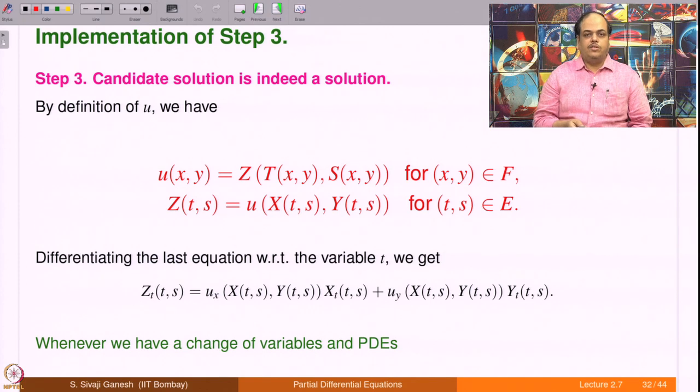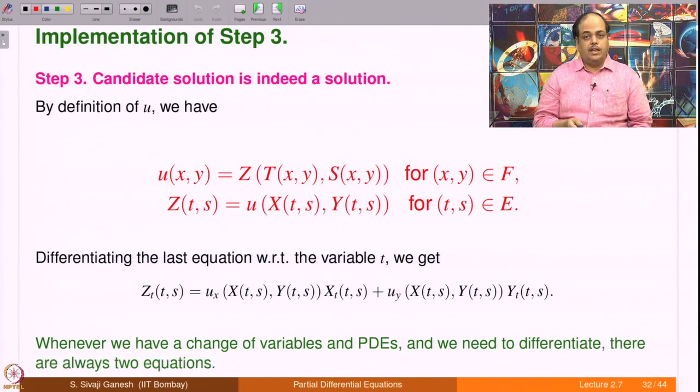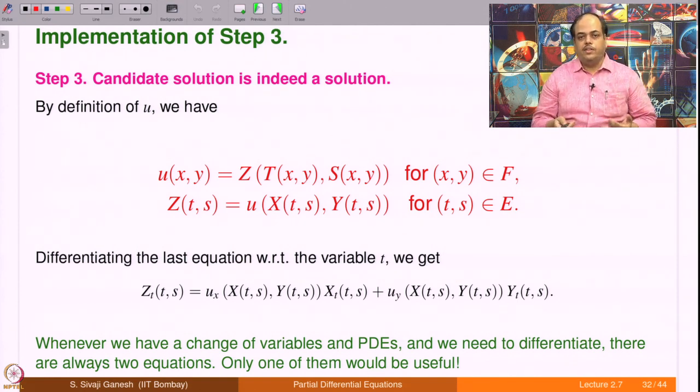This is usually the situation all the time. Whenever we have a change of variables and PDEs are there, we need to differentiate some equation, but there are always two equations for that. Only one of them would be useful, in the sense that it may be a quicker way of getting the solution. The other one is not wrong, but you may not be able to achieve anything with that, while this one will definitely give the solution.